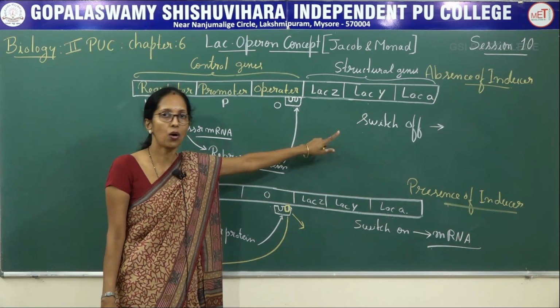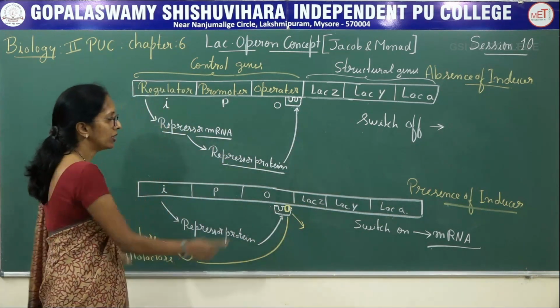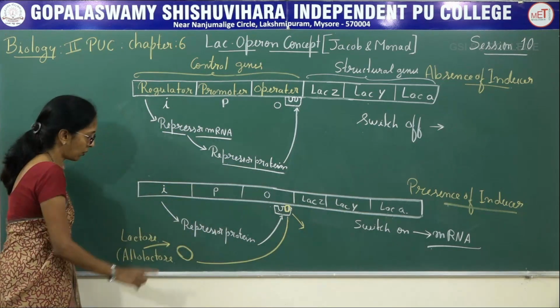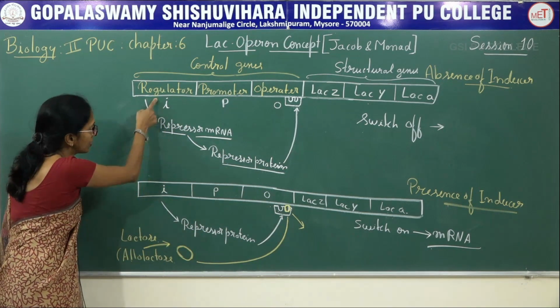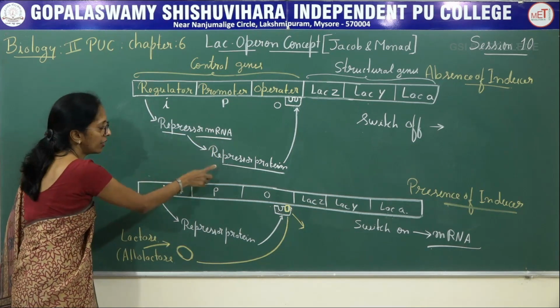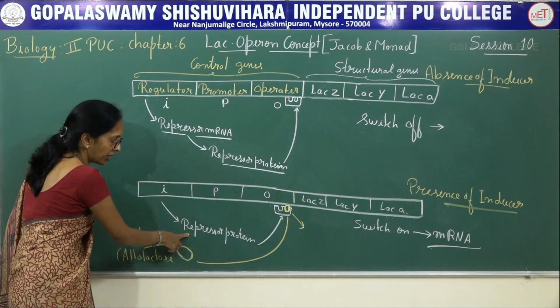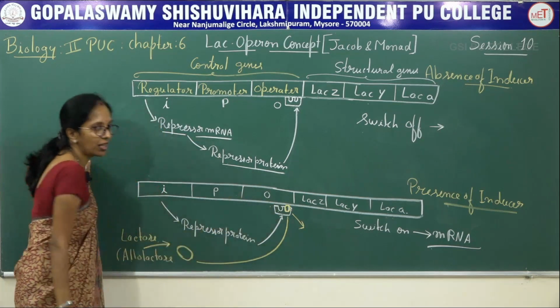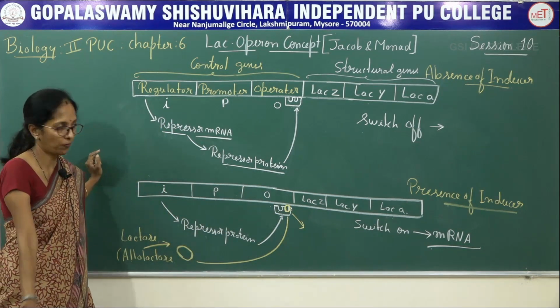so that there will be no synthesis of mRNA. Now, in the presence of inducer, it is the same thing: the regulator produces repressor mRNA, which finally produces repressor protein. The repressor protein binds here so that the switch is turned off.